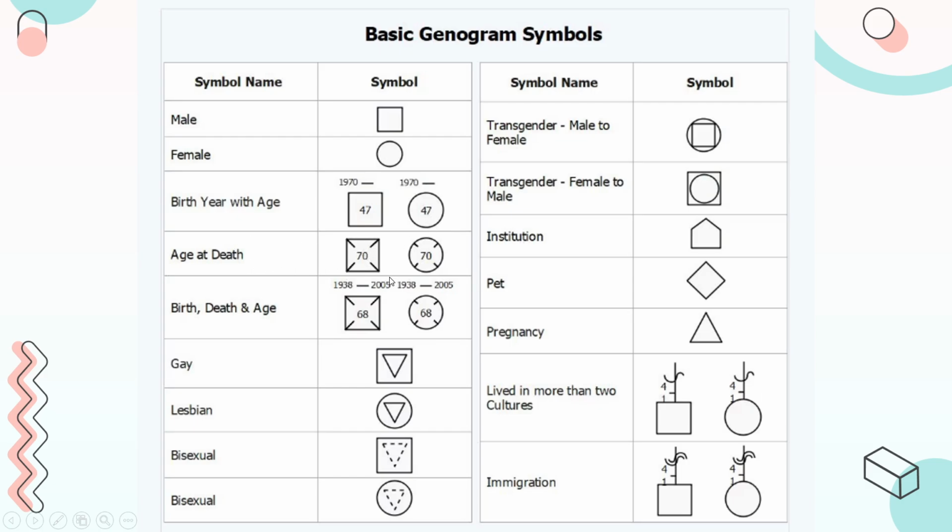Here, for death, you mention the age at death. Death is shown with a cross. So when you cross the symbol, it means that the person is deceased. The person is no more.